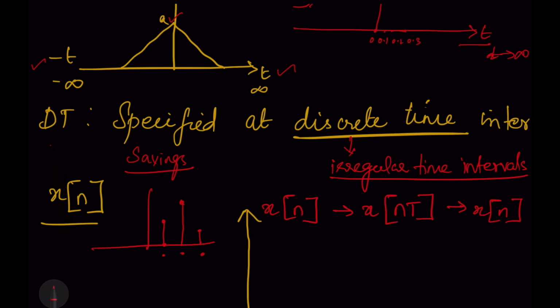A discrete time signal is specified at irregular time intervals, or it will be defined at certain time instances. Rather than every time instant, you will have the value specified at certain time instances. These are the key points which you need to know: specified at discrete time intervals, or irregular time intervals, or certain time instances. This is a plot of how you can draw a discrete time signal. I have already plotted it here.